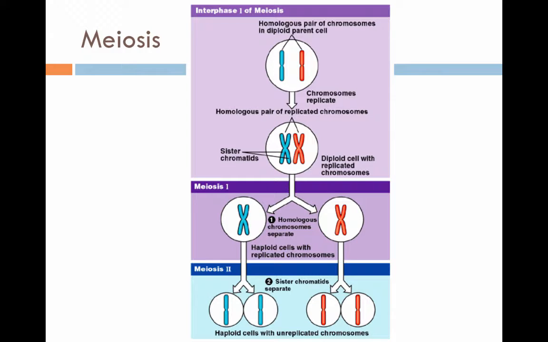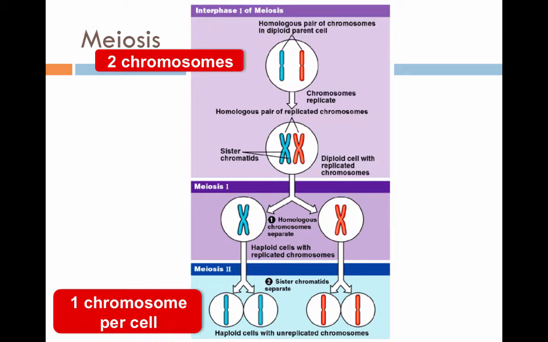Here's a little meiosis review. The parent cell has 2 chromosomes in this particular picture. 2 chromosomes, or 1 homologous pair. After meiosis, each cell only has 1 chromosome per cell. You start with 1 cell that has 2 chromosomes, and you end with 4 cells that each have 1 chromosome. Remember, meiosis creates cells that have half the number of chromosomes, and each gamete is slightly different from the next.